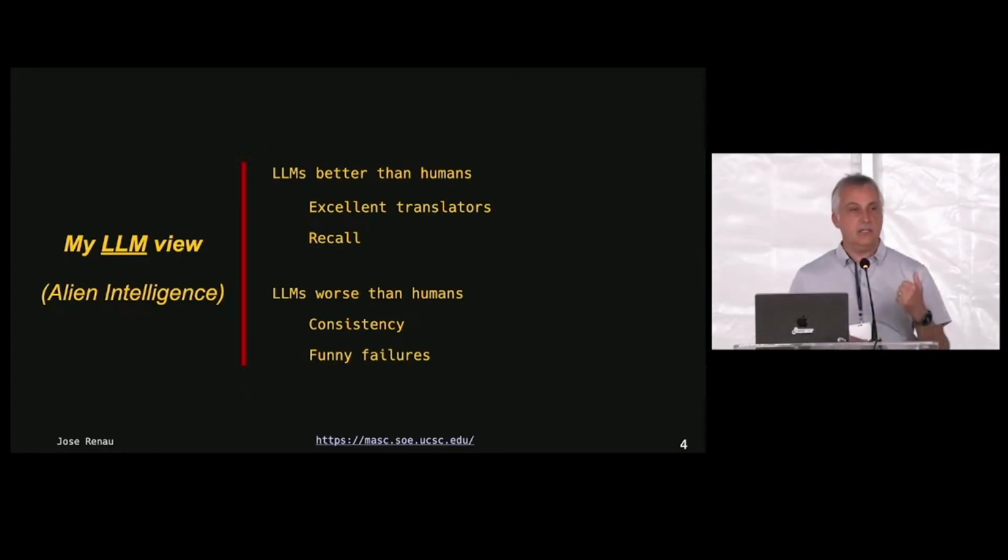They are excellent translators. They can translate to English, French, much better than me. They have very good recall, much better than humans. But in some ways, they are worse than humans in consistency. They have, maybe not a very good term, funny failures. They have many strange failures. So how am I going to make it work with this?